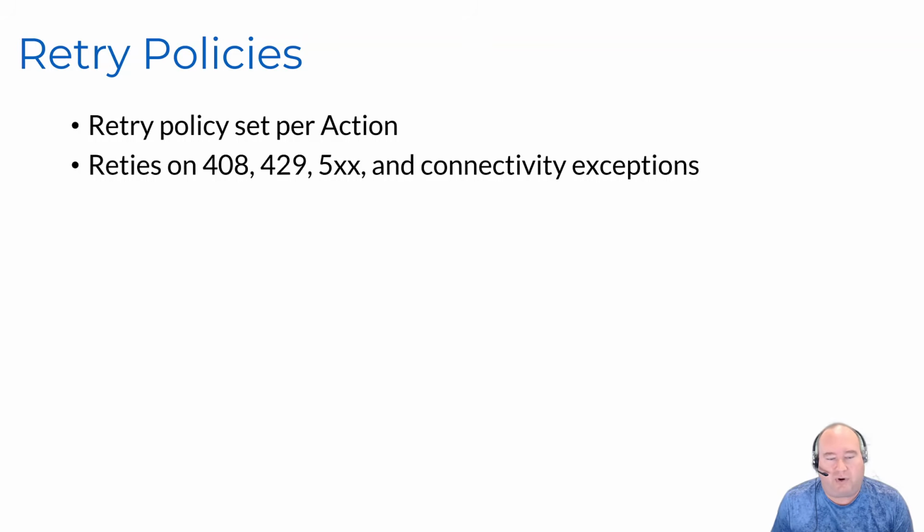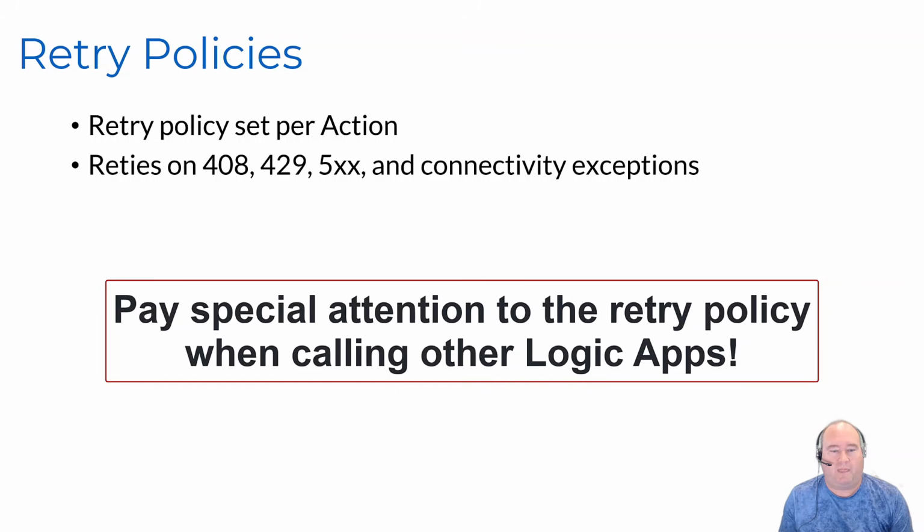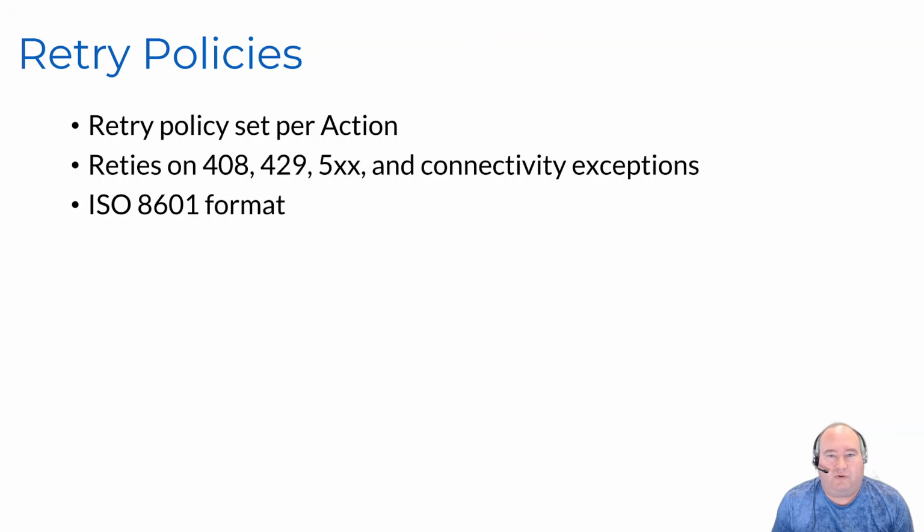Of these, you'll probably run into the 429 retry. This happens when you call a Microsoft connector and it gets back a rate limit exception. In this case, you've made too many calls within that rate limit, and it'll wait for the configured amount of time and retry. You define the retry policy in ISO 8601 format.